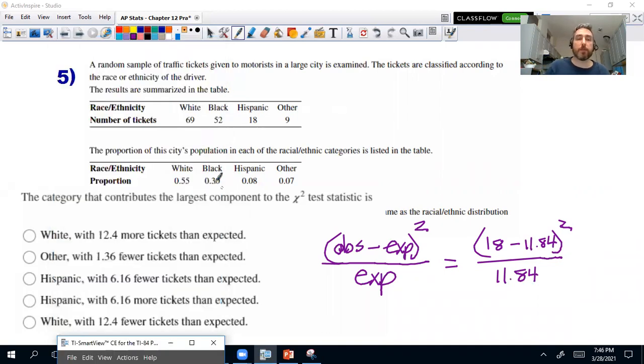Did Hispanic have 6.16 fewer tickets than expected or more tickets than expected? Well, this was actual observed. It had this number. It was more than what was expected. So we're going to click on this one here. Hispanic with 6.16 more tickets than expected. That's your biggest contribution.